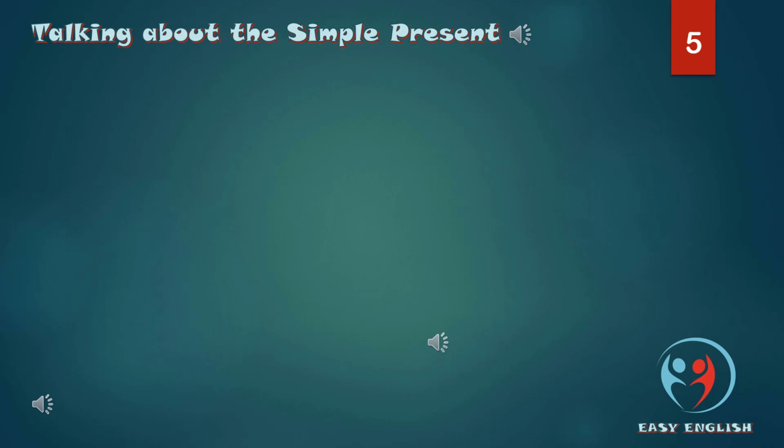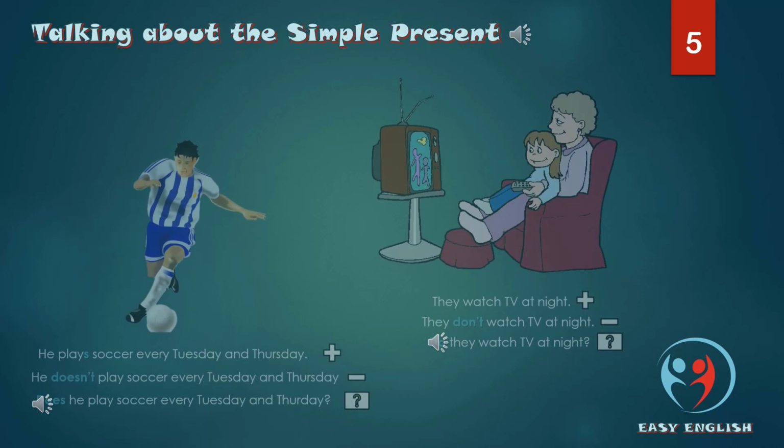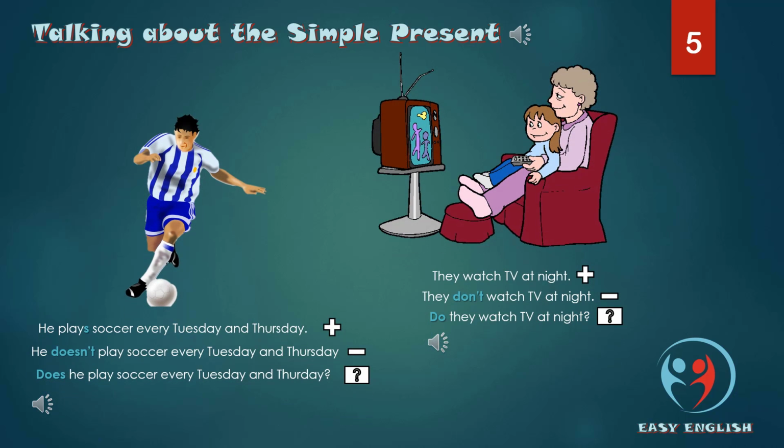Talking about the simple present. He plays soccer every Tuesday and Thursday. He doesn't play soccer every Tuesday and Thursday. Does he play soccer every Tuesday and Thursday? They watch TV at night. They don't watch TV at night. Do they watch TV at night?